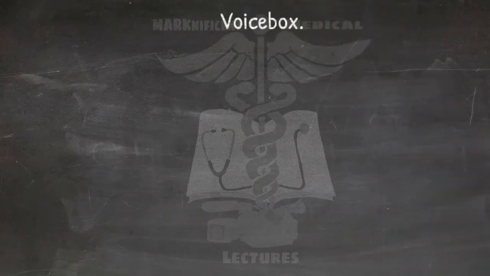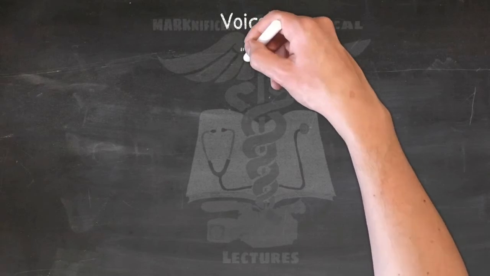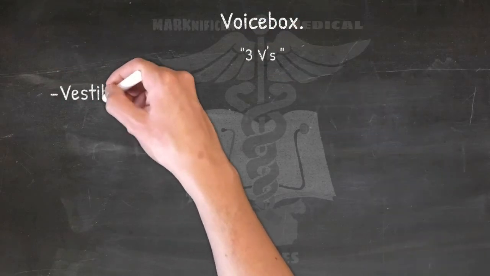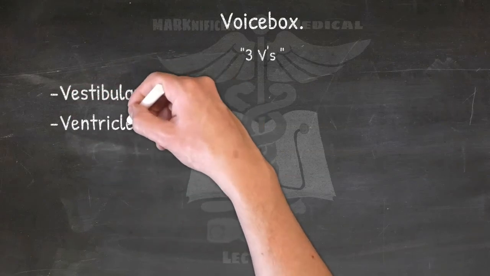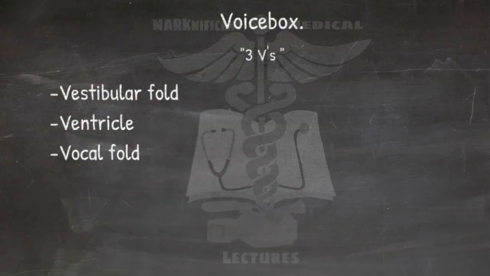Voice box. Names of parts in sagittal cross-section. There's 3 V's in the voice box: vestibular fold, ventricle, and vocal fold. Note that vestibular and vocal cord are also known as false and true cords respectively.